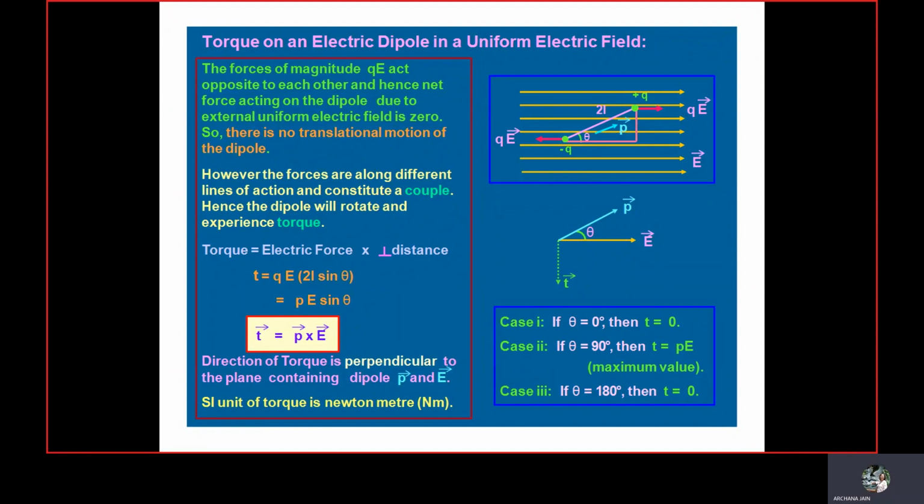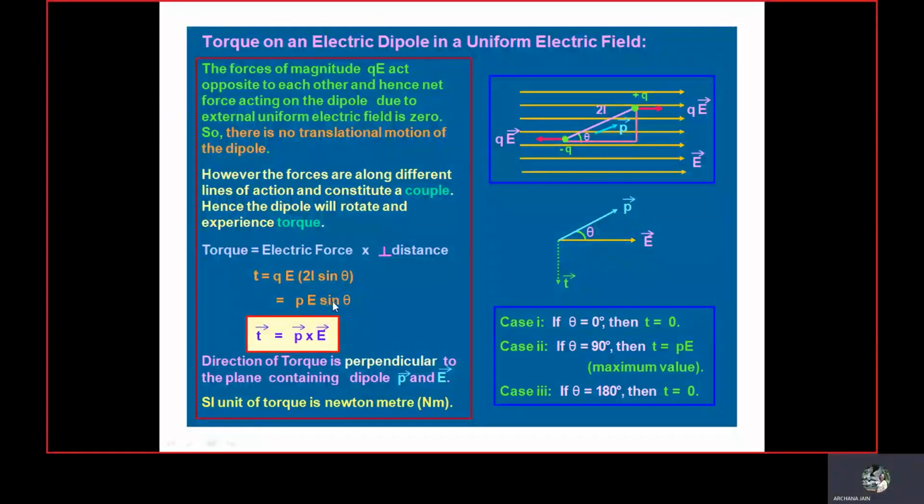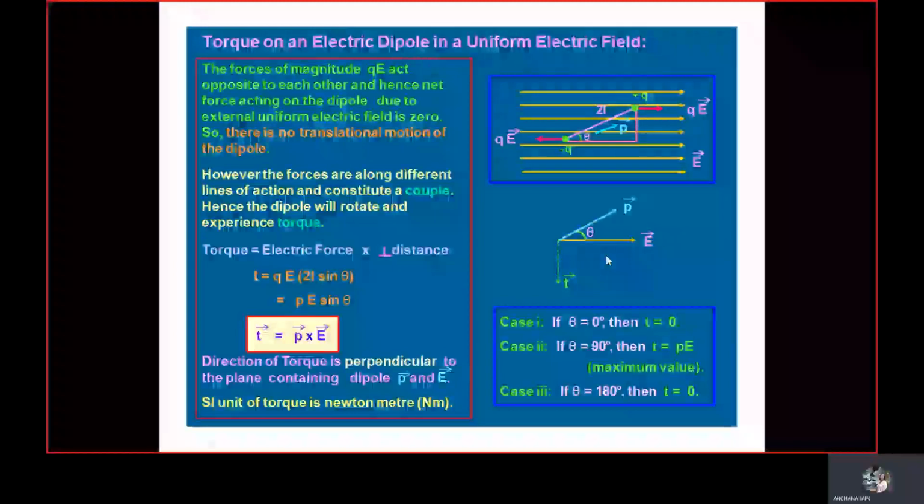And the formula of torque is electric force into perpendicular distance. Electric force is QE, perpendicular distance is 2L sin theta. This vertical line is the perpendicular distance between this QE and this QE. That's why Q into 2L is P, and we will get tau = PE sin theta. Then it becomes P cross E. Torque tau = P × E. Direction of torque is perpendicular to the plane which contains P and E. Unit is Newton meter.